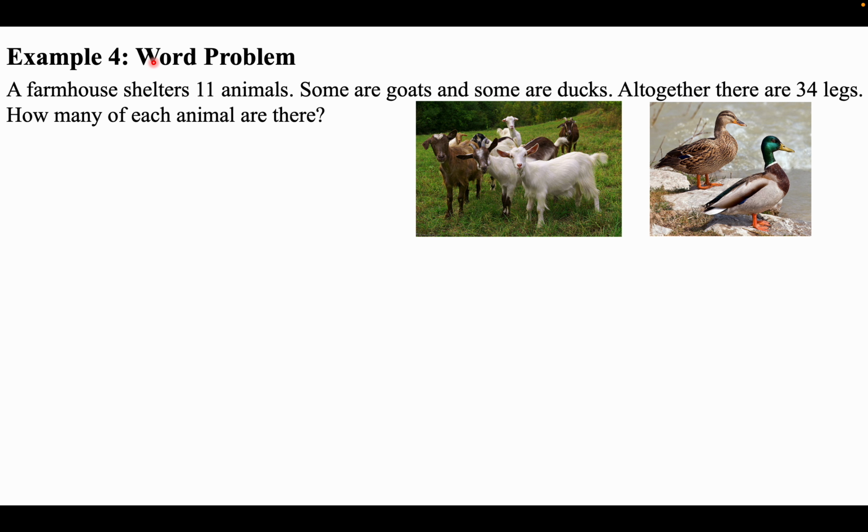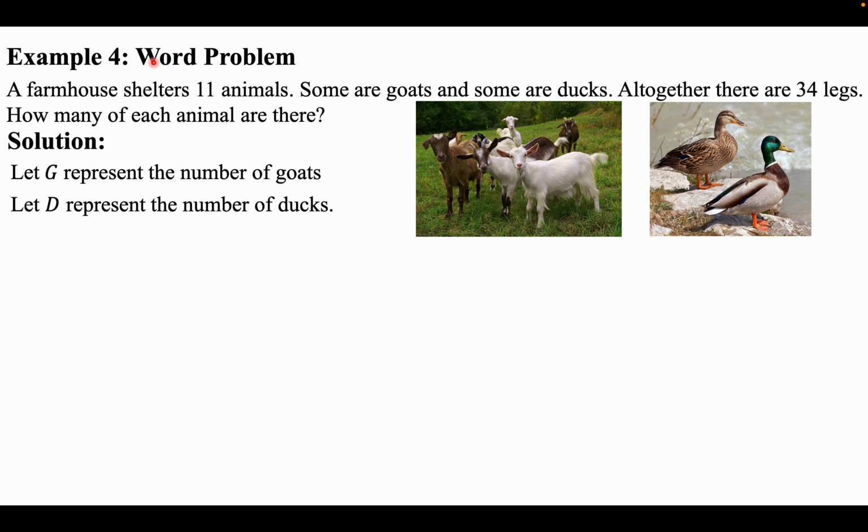So we know that we have 11 animals in total, right? So that means goats plus ducks should be equal to 11. So let G represent the number of goats and let D represent the number of ducks. So that means G plus D equals 11. That's because we have 11 animals.